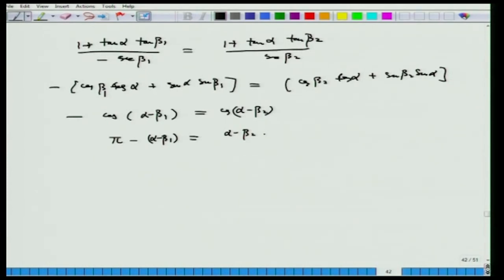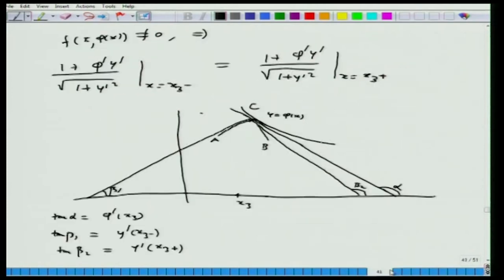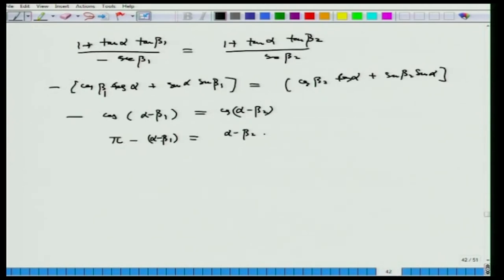So, here, if you look at the figure which we had drawn, alpha minus beta 2 gives us this angle here, and similarly alpha minus beta 1 gives us this one, and alpha minus beta 2 will give us this angle, which will then be taken as pi minus that. So we get pi minus alpha minus beta 1 equal to alpha minus beta 2. So this actually implies that the angle of incidence equals the angle of reflection, which is the famous law of reflection.